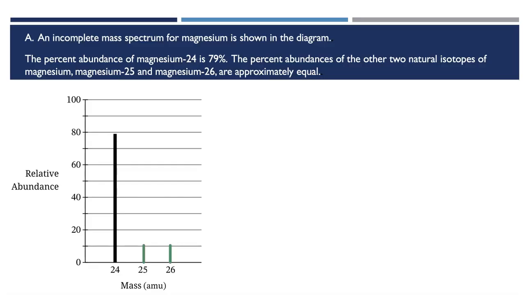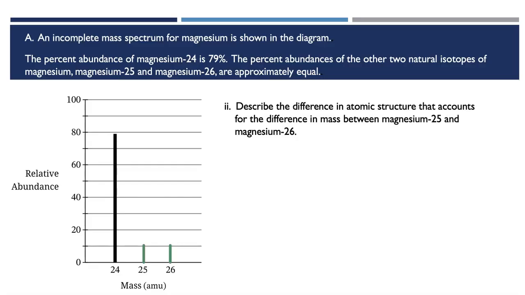Now, the question goes on and says, describe the difference in atomic structure that accounts for the difference in mass between magnesium-25 and magnesium-26. And the bulk of what you need to be talking about here is neutrons. The two isotopes have different numbers of neutrons, and that's really all you had to say.